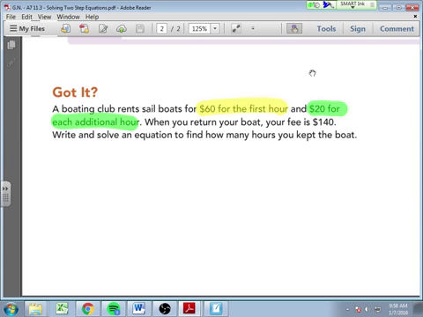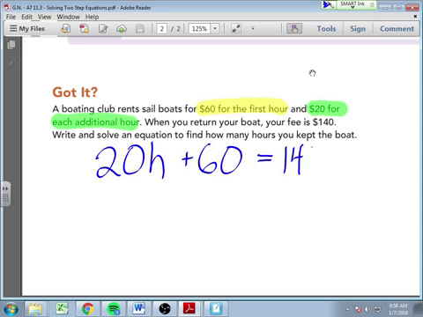20h plus 60 equals 140. I love that you wrote the variable term first. Now, as you read this, you probably thought in your head $60 for the first hour plus $20 for every hour after that. James, why did you choose to write the variable first?